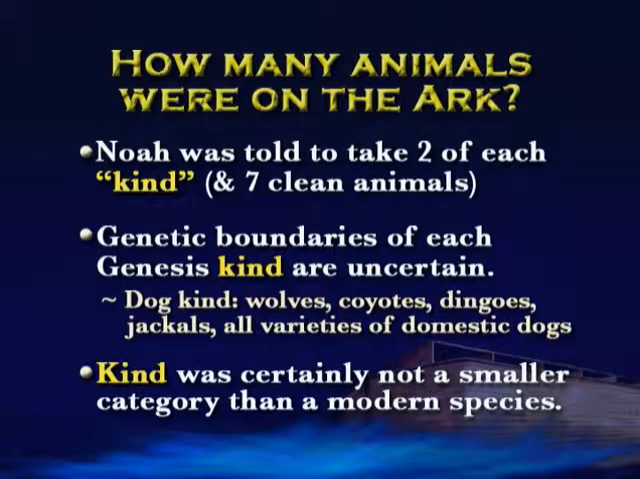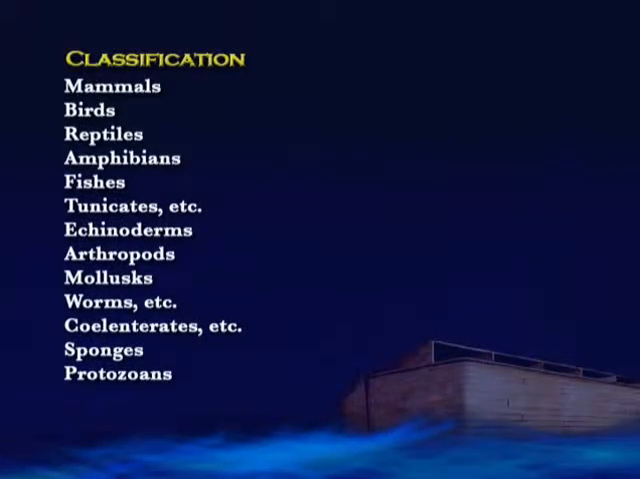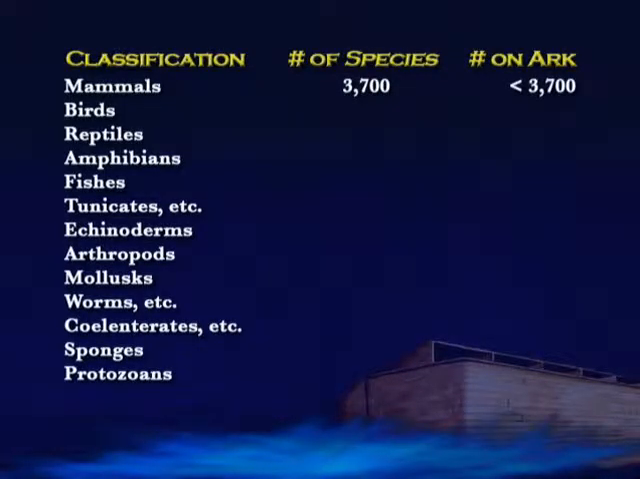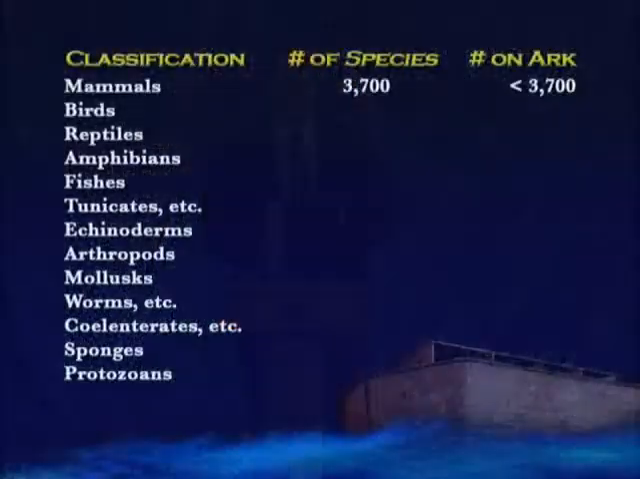But for this examination of this question, we're going to make it as hard as we can for Noah. We're going to say he has to take 2 of every species onto the ark. Well, how many species are there? Well, in classifications, we have mammals. There are approximately 3,700 species of mammals, so we'll put all of those on the ark. Now, he wouldn't take all of them on the ark because some mammals live in the ocean, like dolphins, and they're not bothered by floods. They live in the water all the time.